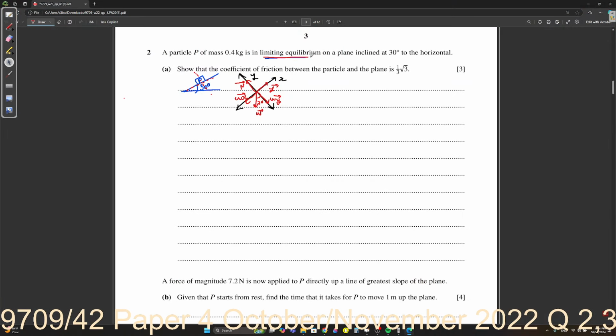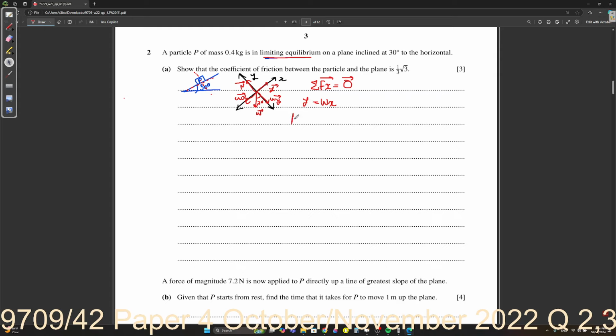Since we know it's limiting equilibrium, we can now resolve our sigma Fx and sigma Fy. Let's start with sigma Fx. It's going to be equal to 0 because we're at rest. Always put your arrows over sigma. What are my x component forces? I have F and Wx. So we can say F is equal to Wx. And you can't keep it like this, we're going to simplify this.